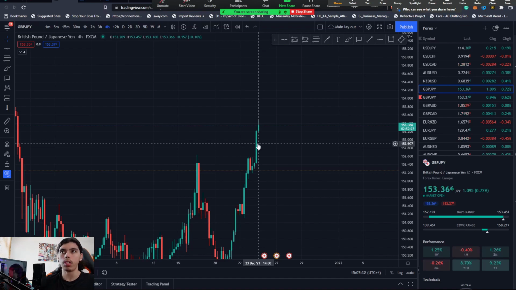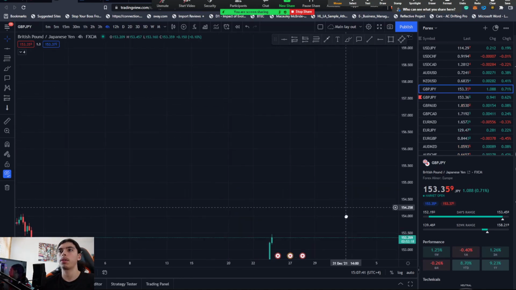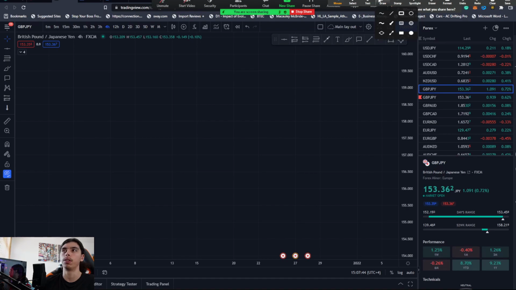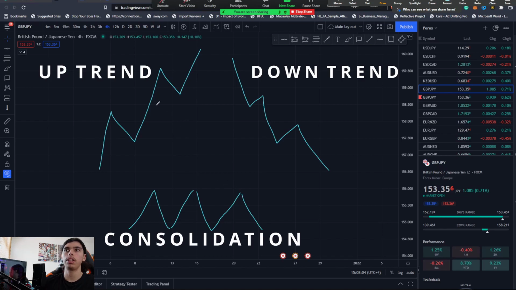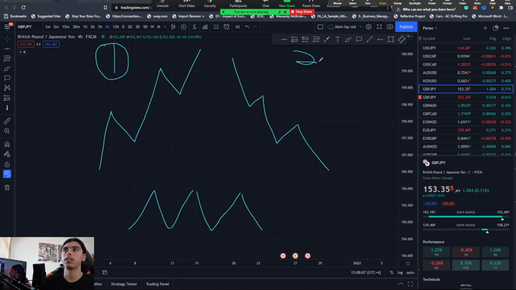When it comes to market structure, what we're trying to define is the trend. Markets move in three different ways. I'm going to scroll up here and show you how markets move. If I get this drawing tool, the first way markets move is in an uptrend, which will look something like this. Alternatively, we have a downtrend, and then we have something called consolidation. So this is number one, number two, and number three. These are the three ways that the markets move.